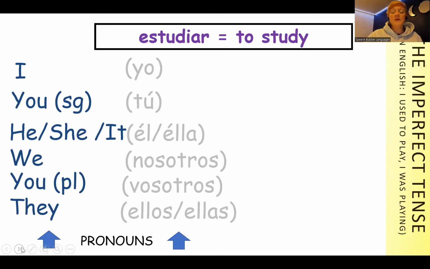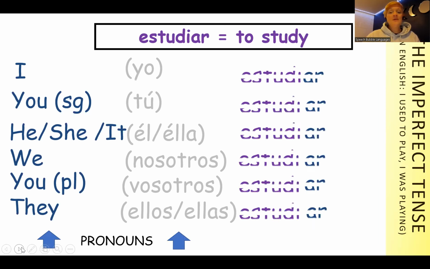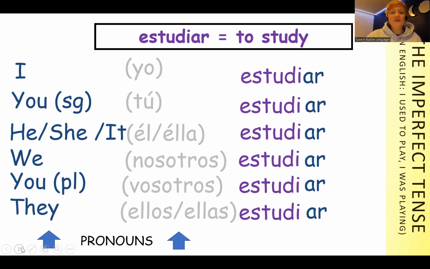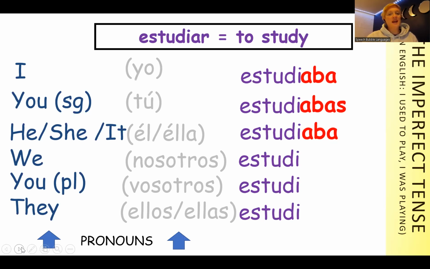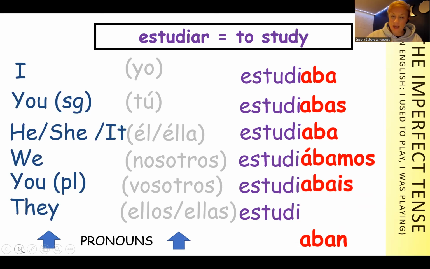We're going to keep the formation of the pronouns the same. We're going to take that verb estudiar and remove its final two letters. Now we're going to be saying not I study, but I used to study. Can you remember the formation of the imperfect tense? We have estudiaba, estudiabas, estudiaba, estudiábamos, estudiabais, and finally estudiaban.